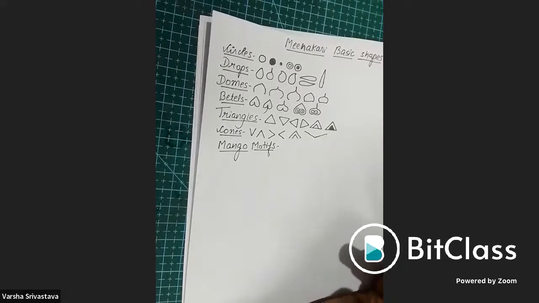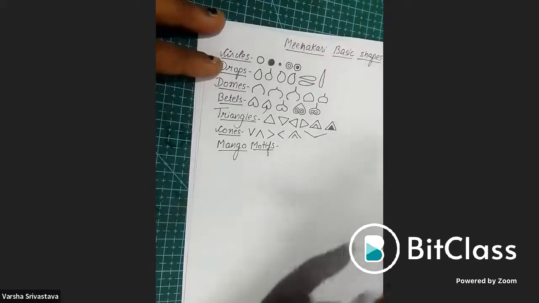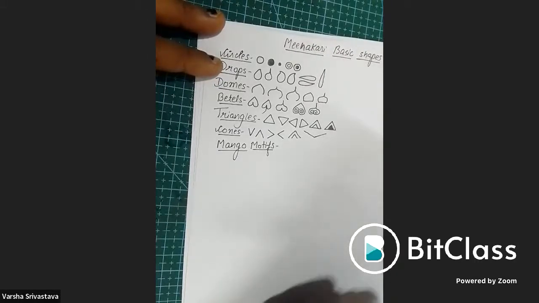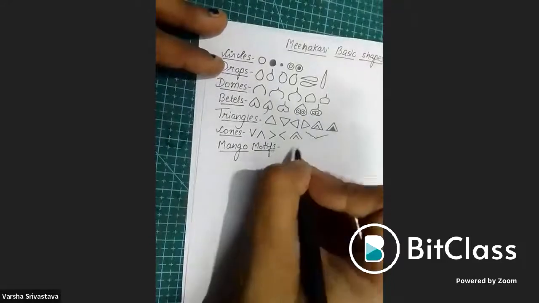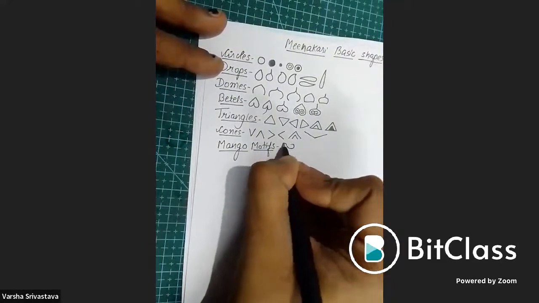The Hindi name is Kairi. The English name is Paisley. P-A-I-S-L-E-Y. Hindi name is Kairi. English name is Paisley. P-A-I-S-L-E-Y. I'm just going to make it. This is the first mango motif.